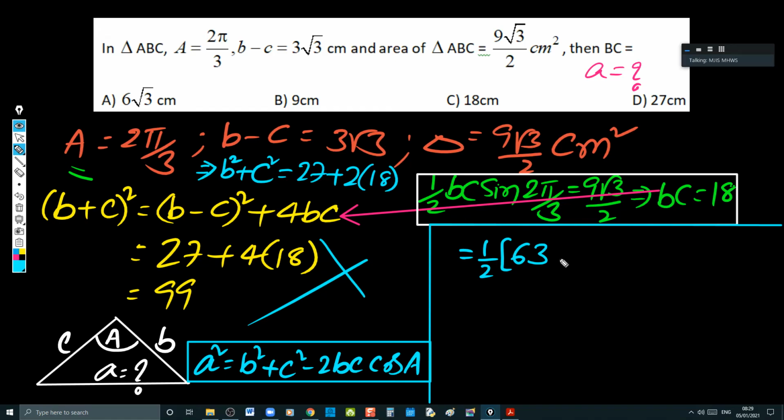B square plus C square, we don't need half also. Minus twice of 18 into cos 2 pi by 3, please. Cos 2 pi by 3.